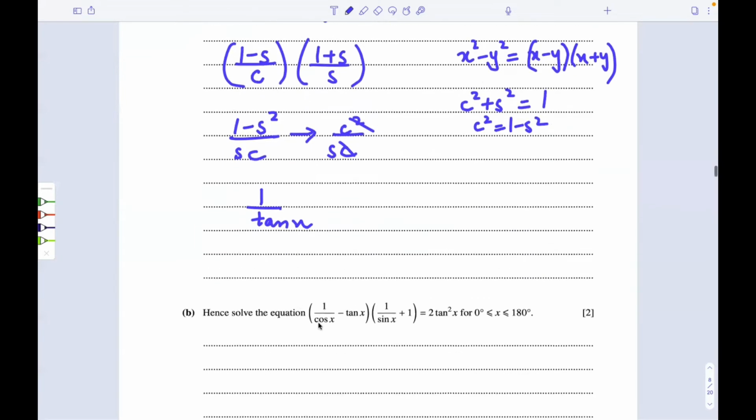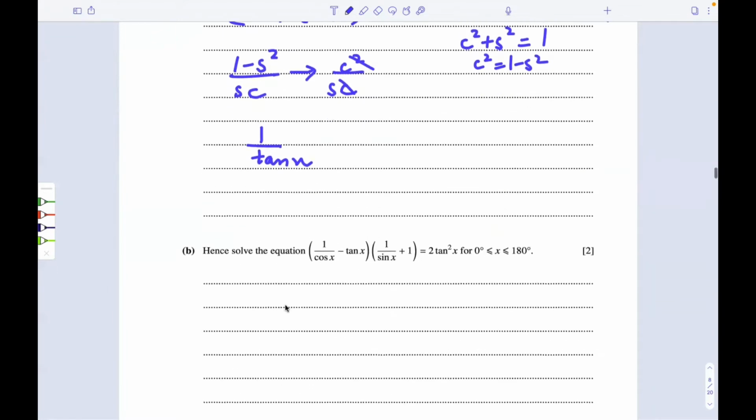Now in the next part, we have to solve the equation where this is equals to 2 tan square x. Now we know that this side can be written as 1 upon tan x. So we can write 1 upon tan x is equals to 2 tan square x. Taking the tan on the other side, we have 1 is equals to 2 tan cube. So tan cube is equals to 1 upon 2.